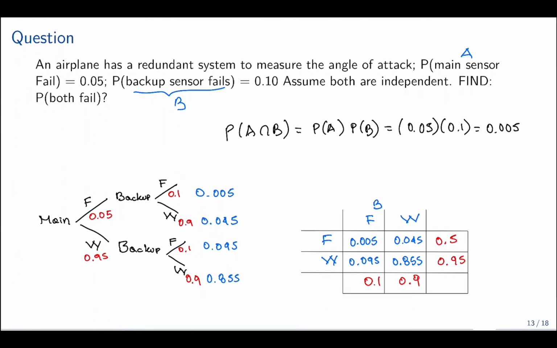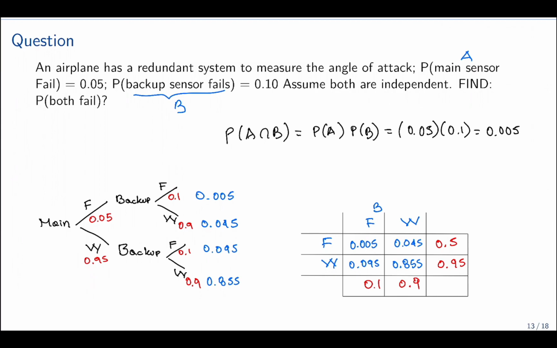Let's have a look at this example. So we have an airplane with a redundant system to measure the angle of attack. So we have event A, which is the main sensor fails, and event B, which is the backup sensor fails. And we have the probabilities of those events. And we are going to assume that they are independent. They should be, because we don't want one system to depend on the other, because that's supposed to be redundancy in an airplane. And we need to find the probability of both failing, and we really want to have that probability low.